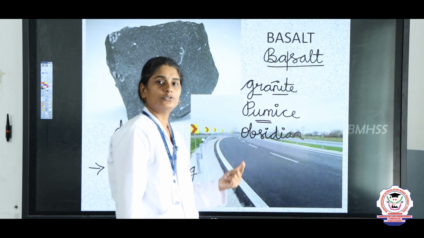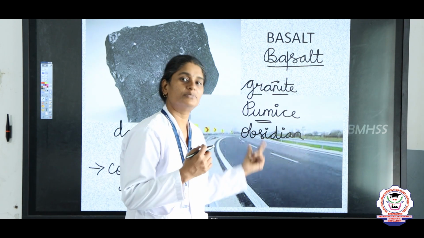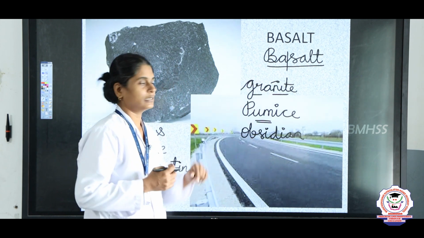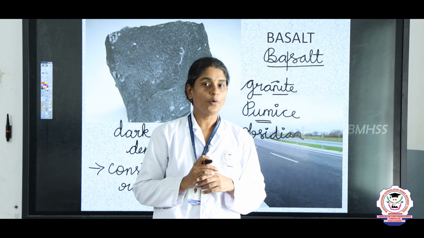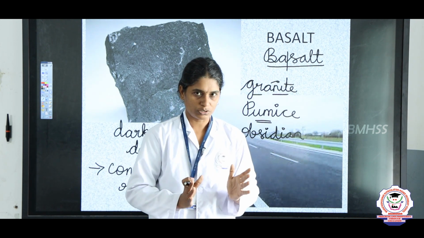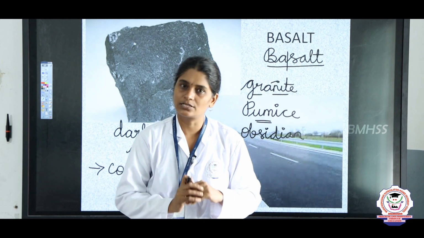So, obsidian, in many bracelets and chains, this obsidian rock is used as an ornament, right, and basalt. So, basalt is the fourth type of igneous rock. So, hope you are very aware of igneous rocks, how igneous rocks are formed, and the examples and the uses of the igneous rocks, right. So, hope you are very clear about igneous rocks.